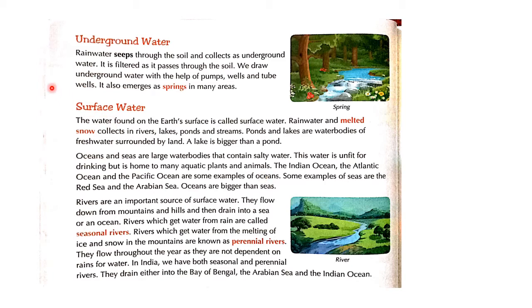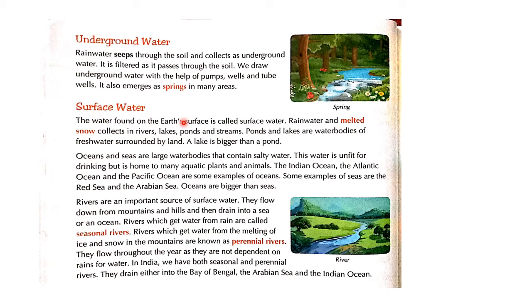So here you see rainwater seeps through the soil. That means it goes through the soil and collects as underground water. It is filtered because it passes through the soil. And we draw this water with the help of hand pumps, wells and tube wells. It also emerges as springs in many areas. We have also seen small springs in many areas. So they are underground water.